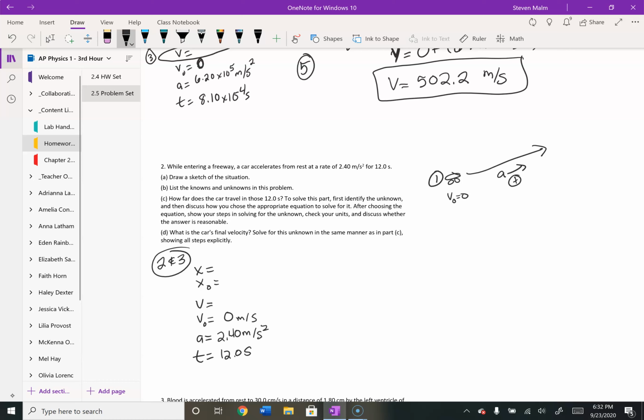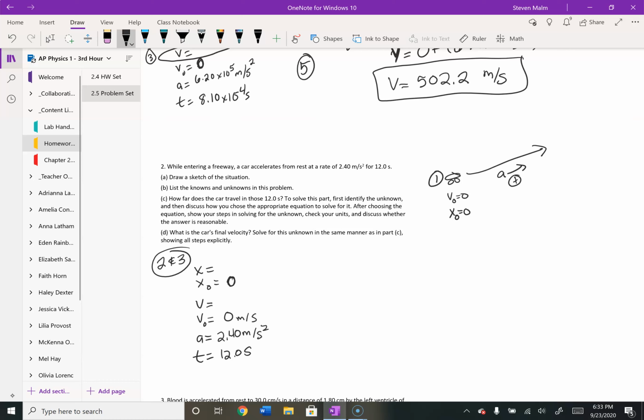Now it does say list the knowns and unknowns, but you wouldn't know what the knowns and unknowns were until you got to part C. So the first one asks, how far does the car travel in those 12 seconds? I hope by now we understand that initial position can be set to 0 if the thing starts wherever we want it to start. Remember that we define position as a starting point, and the difference between the starting point and the ending point is its displacement. So we know that the initial position can also be set to 0.